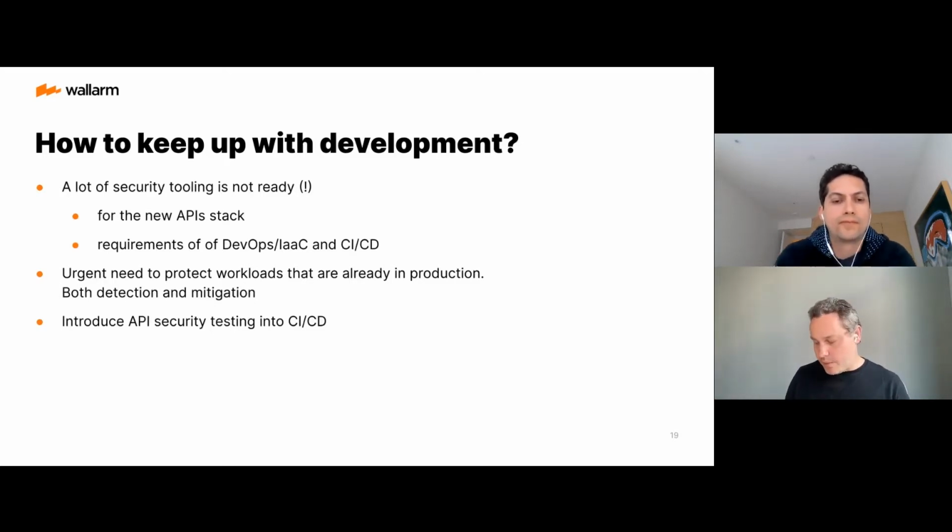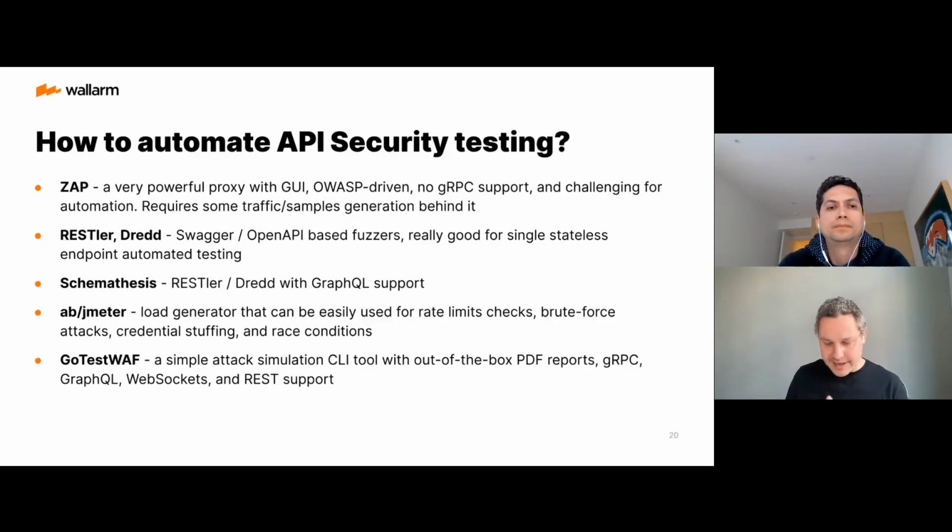So when people ask us what we can add into the CI/CD pipelines to test APIs, we give a list of tools. These are a few that are pretty helpful. I will definitely recommend using ZAP. It's an OWASP-driven project. There are some limitations, like no gRPC support, but it can be a good start. There's also Restler and Dredd. Those are OpenAPI and Swagger-based fuzzers. You upload the schema and they can fuzz different kinds of API endpoints. Restler comes as a project from Microsoft Research. It's actually pretty good, and I recommend trying it.